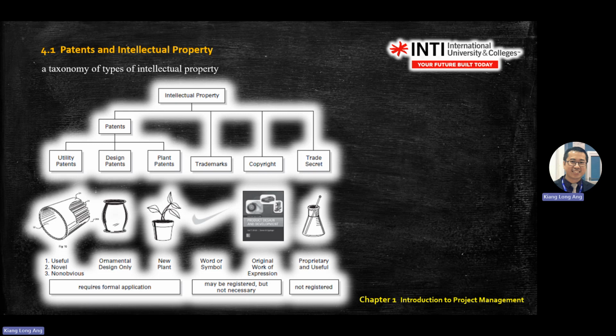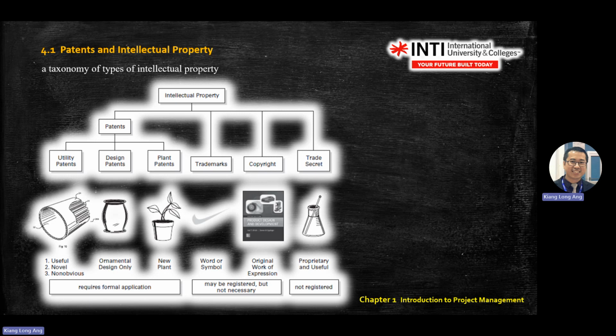So intellectual property, you have patents. Under patent, you have three: utility, design, and plant patent. Then trademarks, copyright, and trade secret. So you look at the photo here, you know what actually they mean. Okay, so utility, they are the keywords there.